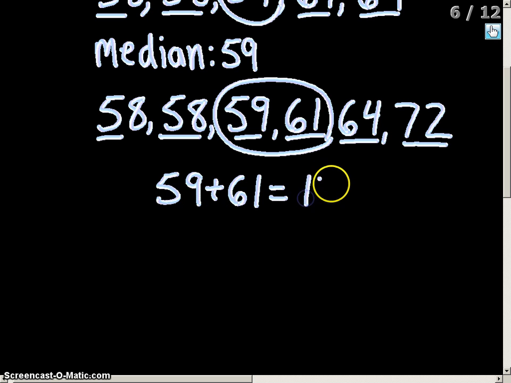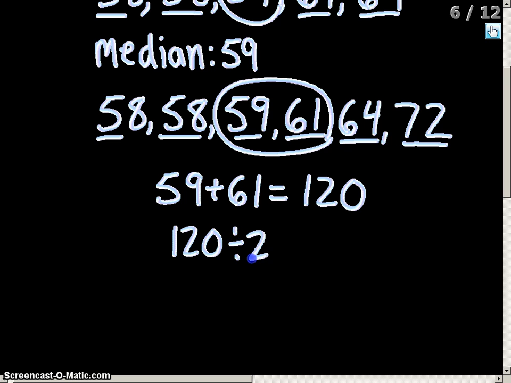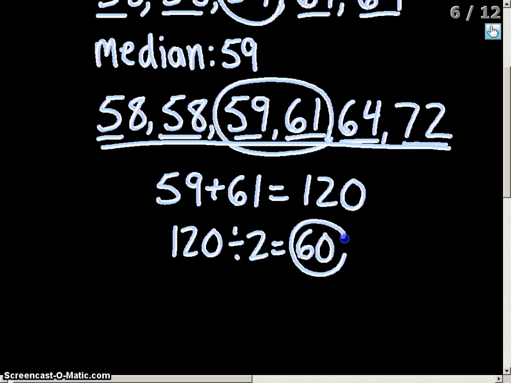That gives me 120. And I will take 120 and divide that by 2 to find the mean of these two numbers, which would be 60. So with this set of data right here, the median would actually be 60. So I take those two middle numbers, add them together, then divide by 2.